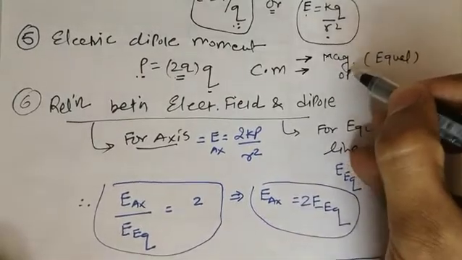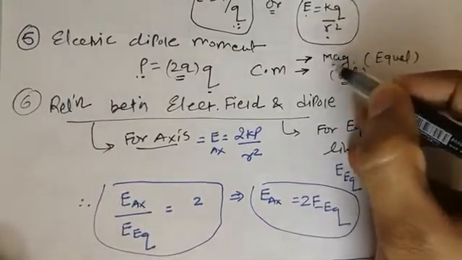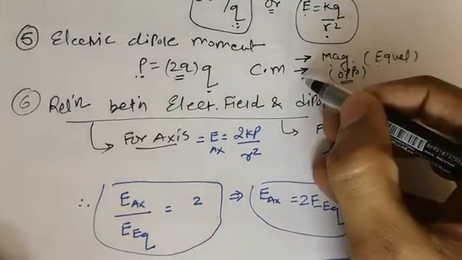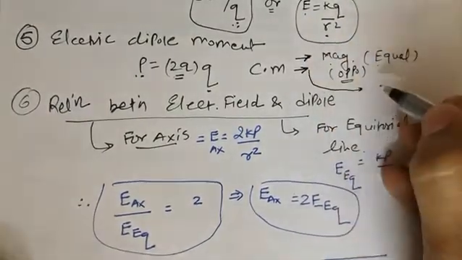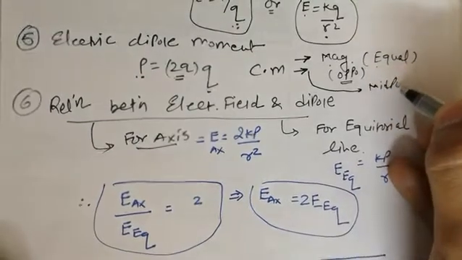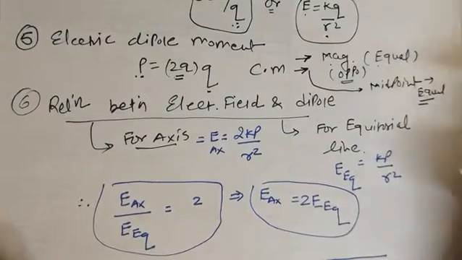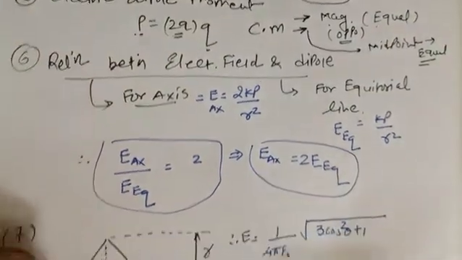They must be opposite in polarity. I'm talking about magnitude: the magnitude must be equal, but the polarity will be opposite. And from the center, or from a midpoint, their distances must be equal. Then you can say that it is an electric dipole moment.